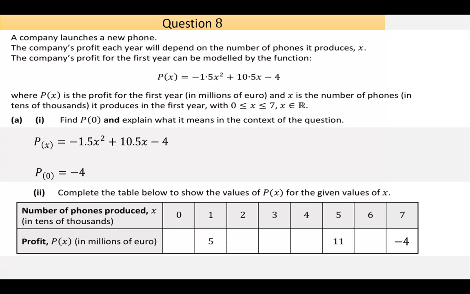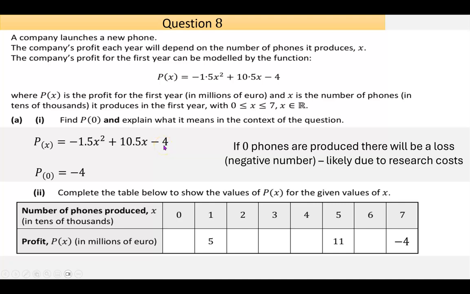All I'm doing is putting 0 in everywhere I see x. Now that will cause this term to go away and this term to go away, and all you're left with is a negative 4. Now, what does that mean? It means that if no phones are produced, there will be a loss, because it's a negative number. And this could be due to research costs, setting up production costs, all that kind of stuff.